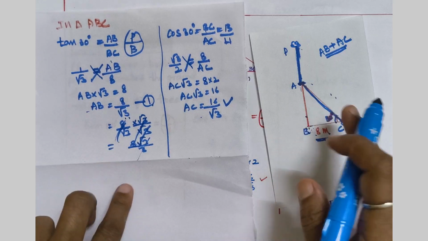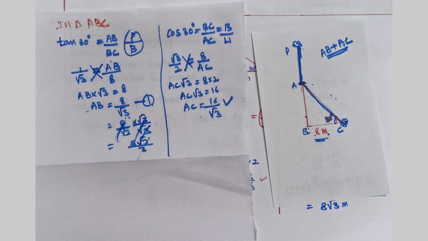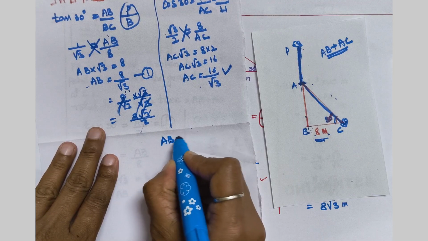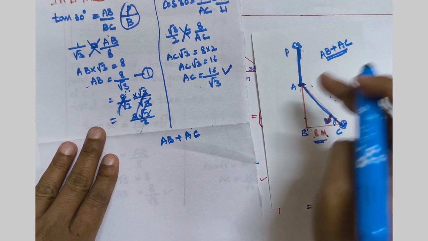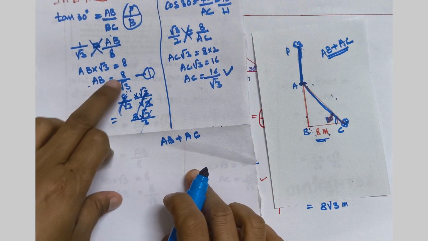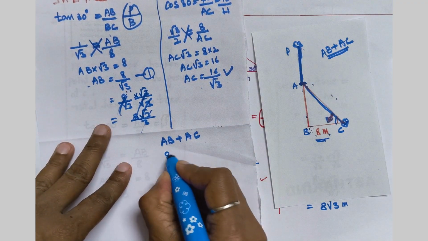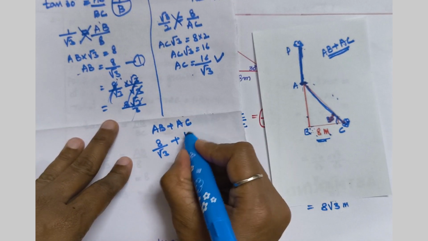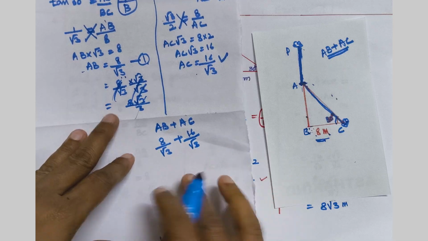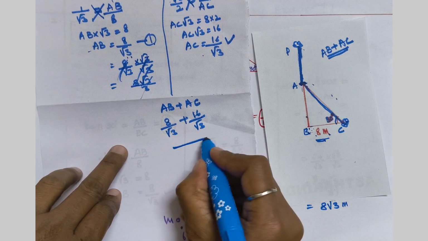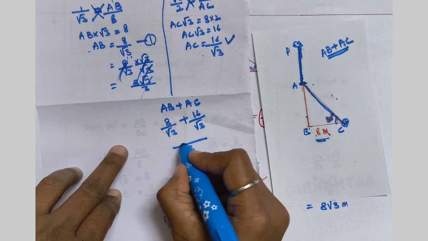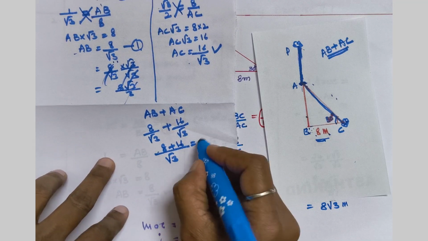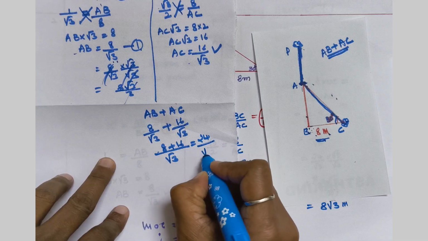Now you want both AB plus AC, which will give the height of the tree. So the height of the tree is equal to AB plus AC. Already you know the AB height, 8 by root 3, plus the AC height, 16 by root 3. Okay. Root 3 LCM? Root 3 only. So same as it is, you will get 8 plus 16. So what do you get? 16 plus 8, 24 by root 3.